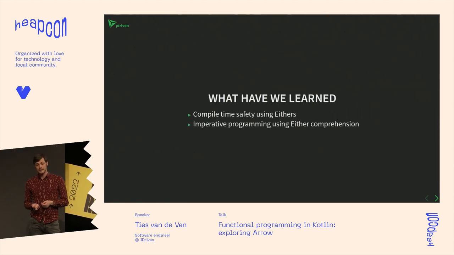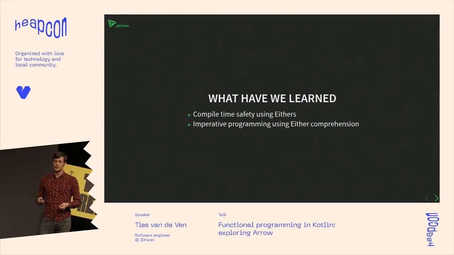So what did we learn? We can have compile time safety using Eithers. And we can still do imperative programming thanks to the either comprehension. So we basically have the best of both worlds.